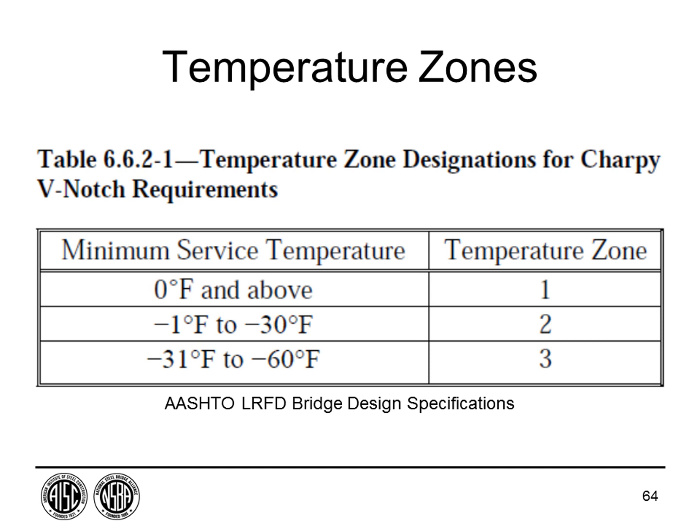These are the temperature zones that we use. And the reason why we use zones rather than somebody coming in and saying, well, it's 11 degrees or something like that, is it would be impossible for the producer to stock those different plates. So by cutting the country into 3 zones, it works out pretty good.